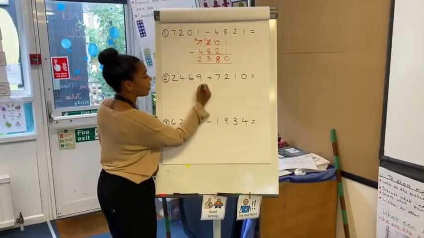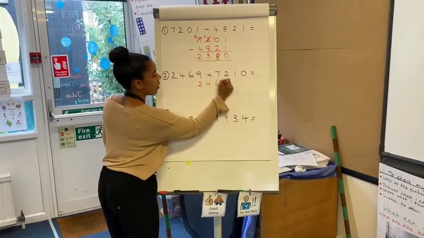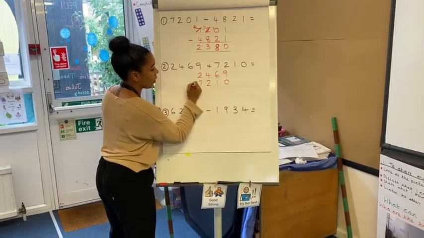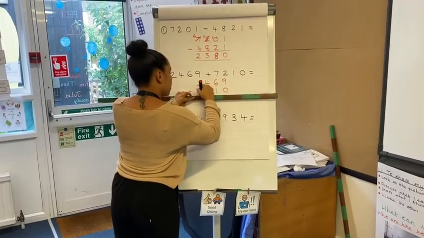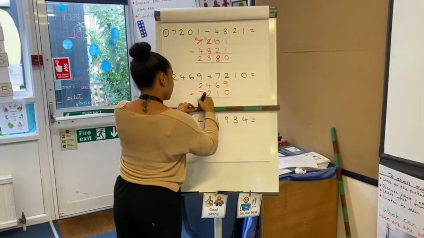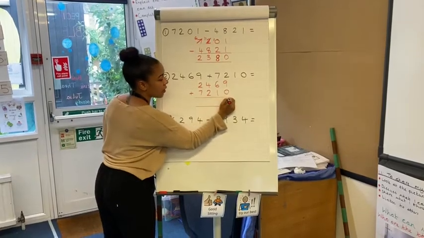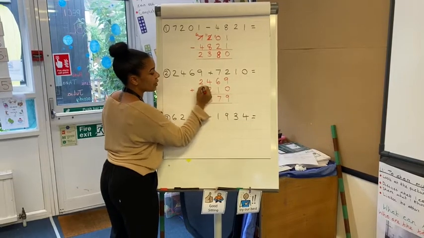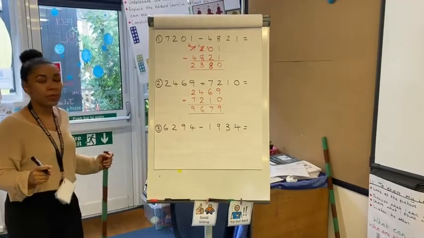Okay, moving on to number 2. I'm going to put my first number down, making sure 1 digit per square. Got my second number. Put my addition sign. Using my ruler again. Then 9 add 0 is 9. 6 and 1, 7. 4 and 2, 6. And 7 and 2 is 9. And that is my answer for number 2.